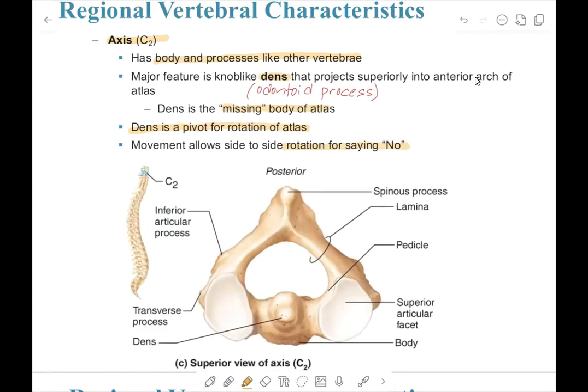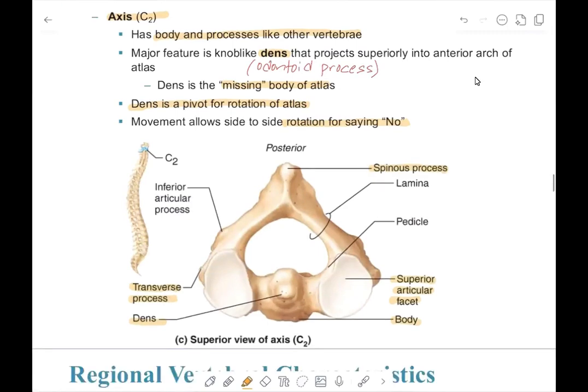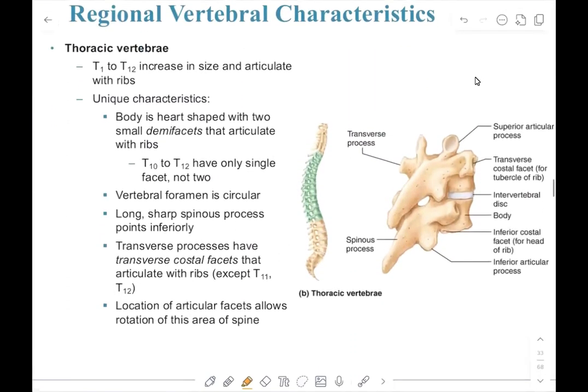So notice it does have a spinous process, which is unlike the atlas. It has a transverse process, a superior articular facet, which would articulate with the atlas, as well as a small body and a dens. When we look at the thoracic vertebra, we see that it's T1 to T12.